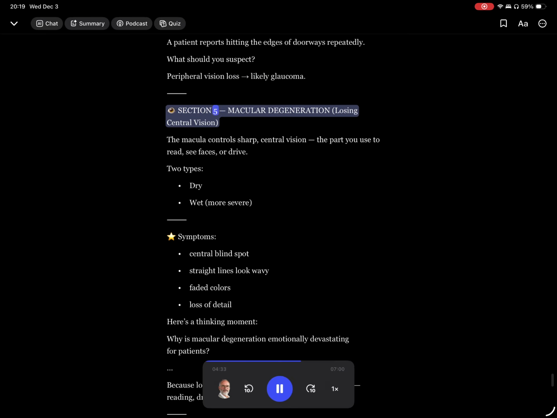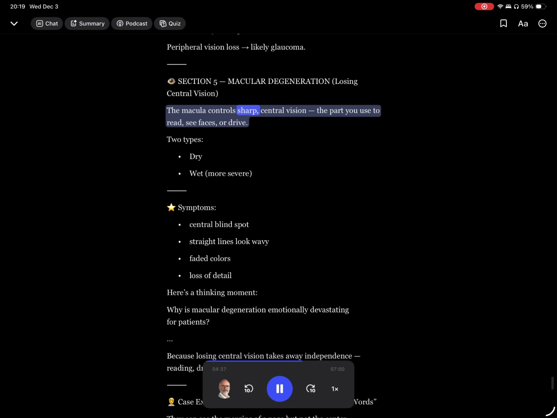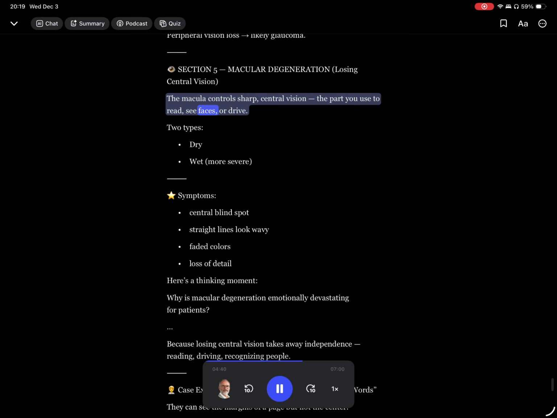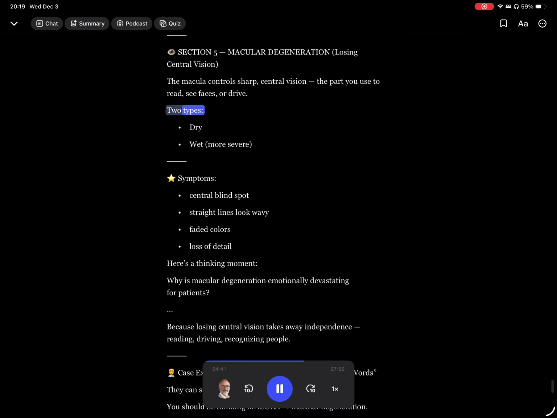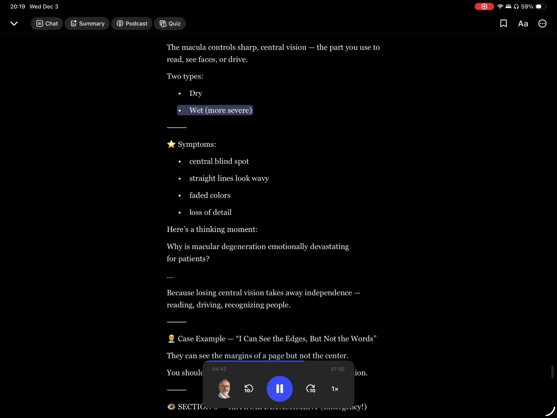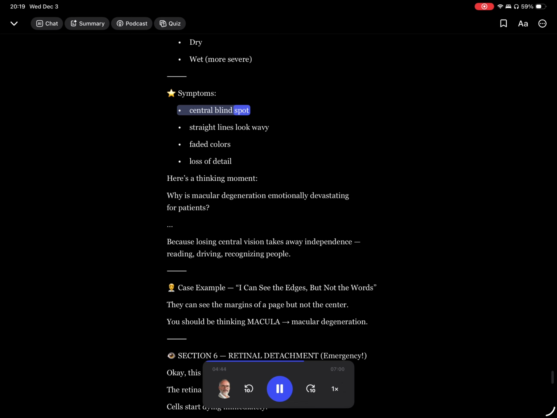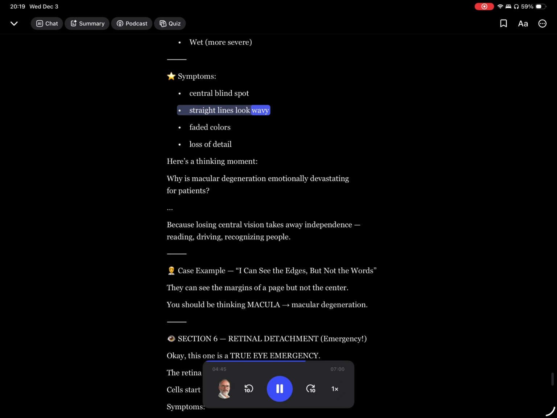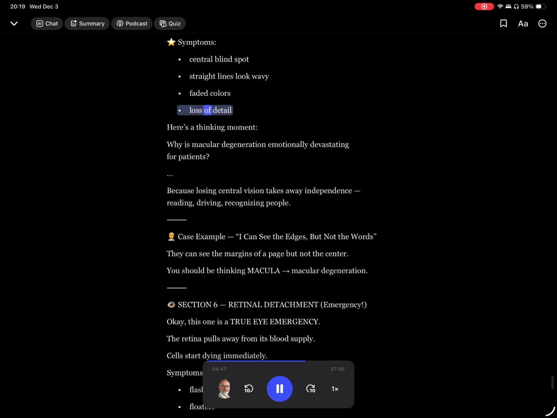Section 5. Macular degeneration. The macula controls sharp, central vision, the part you use to read, see faces, or drive. Two types: dry and wet. Symptoms: central blind spot. Straight lines look wavy, faded colors, loss of detail.